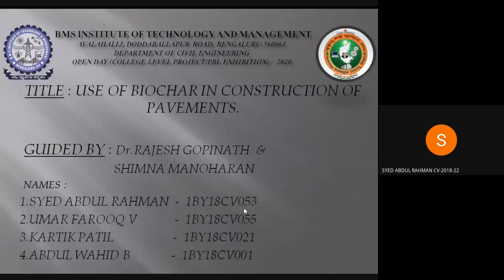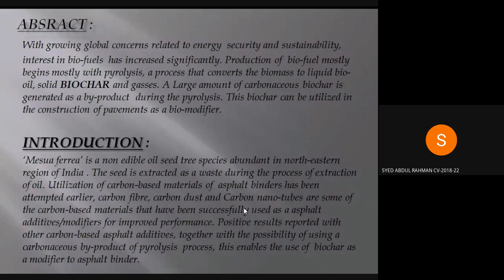Recently, the world has witnessed a significant increase in biofuels due to growing global concerns related to energy security. Since non-renewable resources, that is petrol, diesel, etc., are depleting, biofuels are gaining importance. They are produced from the seeds of plants such as Moringa oleifera by a process called pyrolysis, which leaves behind a large amount of carbonaceous biochar as a byproduct. Moringa oleifera is a non-edible oil seed tree abundant in the northeastern region of India. The seed is extracted as a waste during the process of extraction of oil.